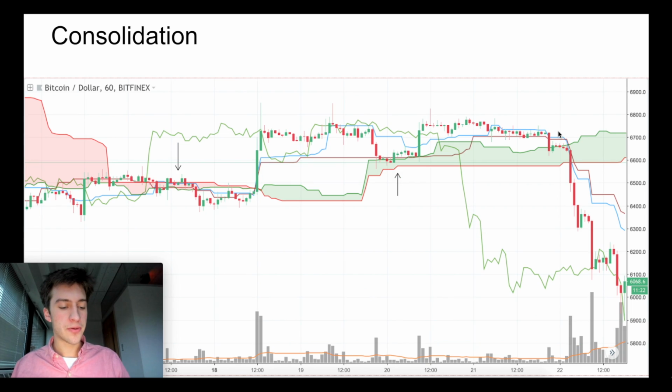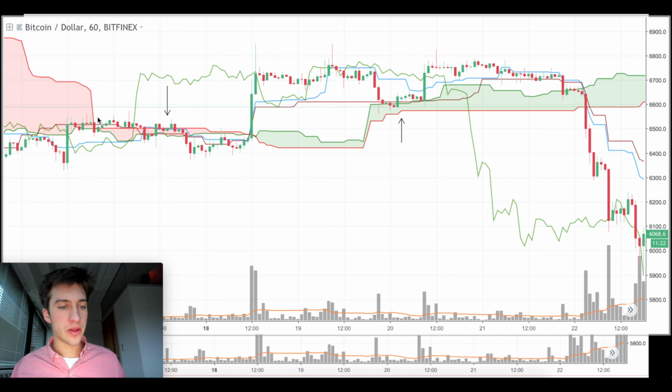So to show that here, you can see that when the cloud got very thin, we began to see more consolidation. Cloud's thin here, very thin here, and we begin to see more just consolidation. Not really strong support, not really strong resistance where price is bouncing off this, creating strong support. Really no resistance or support here. This is just all consolidation on a weak cloud, as you can see on a very thin cloud.